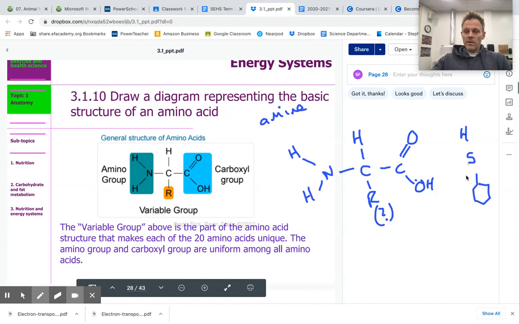And these elements and structures that make up the R group determine which of the 20 amino acids it will be. Well, actually, there's more than 20 amino acids, but there's 20 amino acids that we use in our diet and use to build other proteins in our body. So depending on the R group, it depends on which of the 20 amino acids we will have.